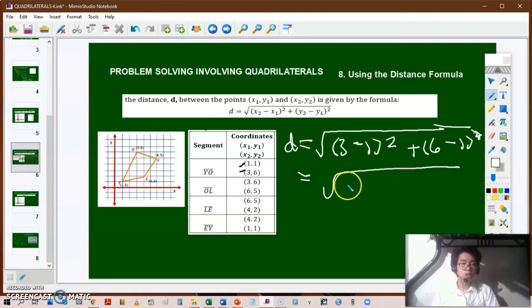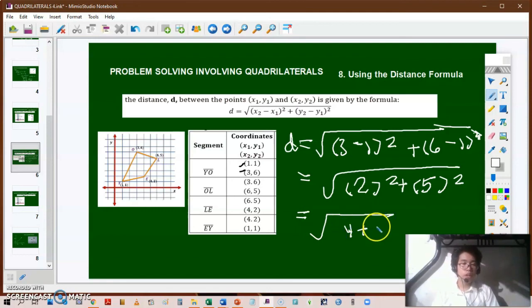So 3 minus 1 is 2, so that's 2 squared, plus 6 minus 1, which is 5, squared. 2 squared is 4, and 5 squared is 25. So side YO measures square root of 29 units. There you go.